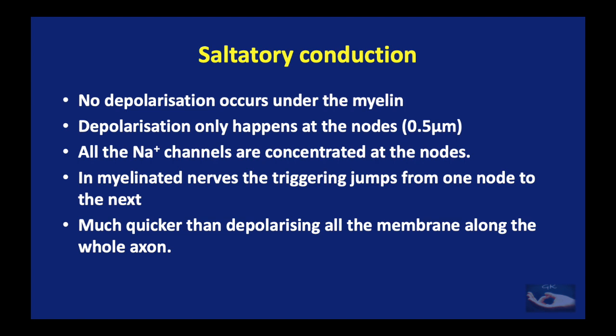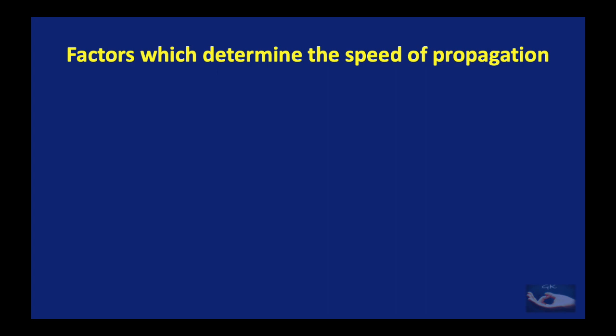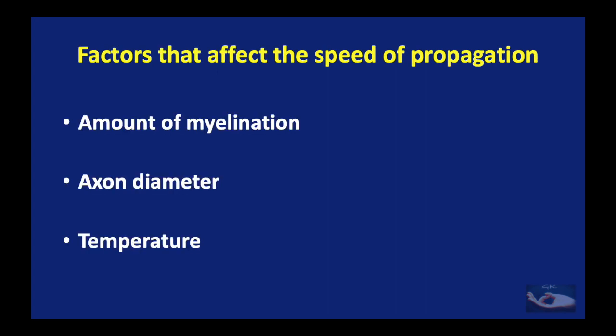The features of this saltatory conduction are that no depolarization occurs under the myelin and depolarization occurs only at the nodes. All the sodium channels are concentrated at the nodes. In the myelinated nerves, the triggering jumps from one node to the next, and this, as we have seen, is much quicker than depolarizing all the membrane along the whole axon. There are some factors which can determine the speed of this propagation. The first factor we have already seen, that is the amount of myelination.